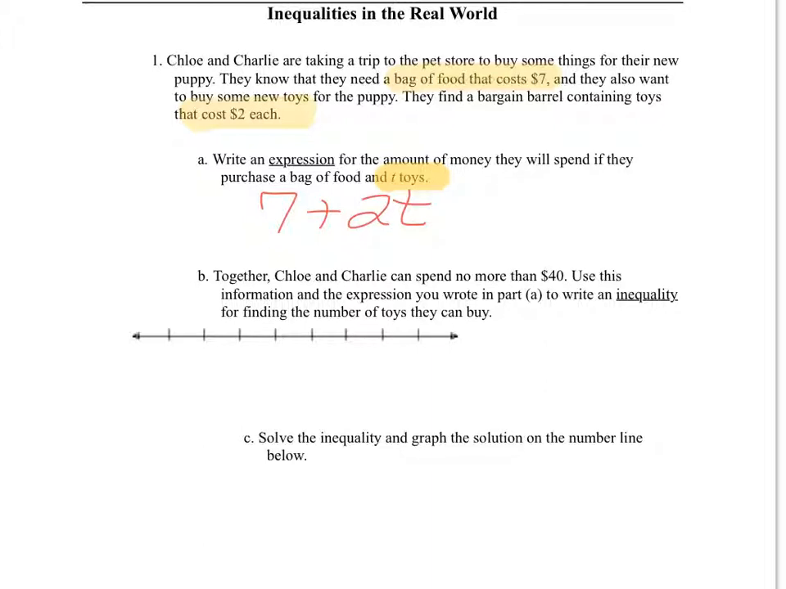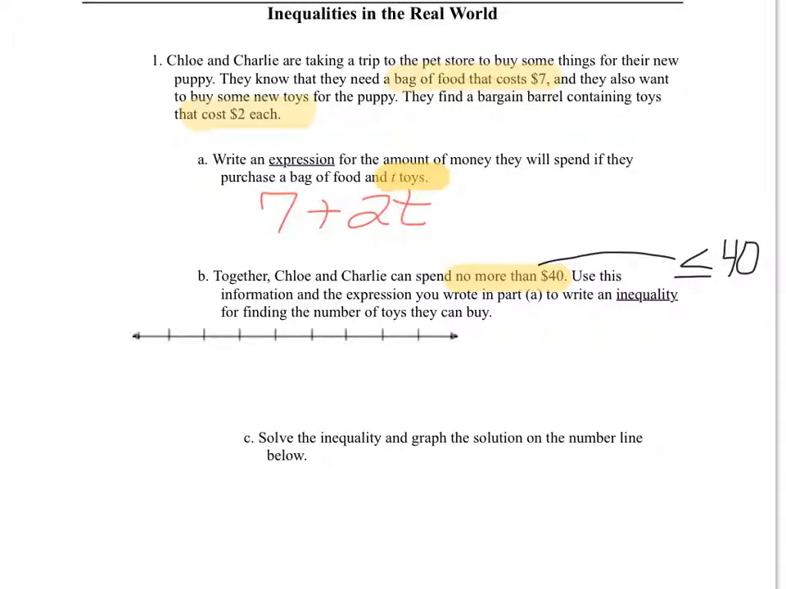B, together, Chloe and Charlie can spend no more than $40. Okay, so that's an important piece of information right there. No more than $40. Can they spend less than $40? The answer to that question is yes. Can they spend more than $40? The answer to that question is no. Can they spend $40? Yes. So they can spend less than or equal to $40. That's what no more than means.